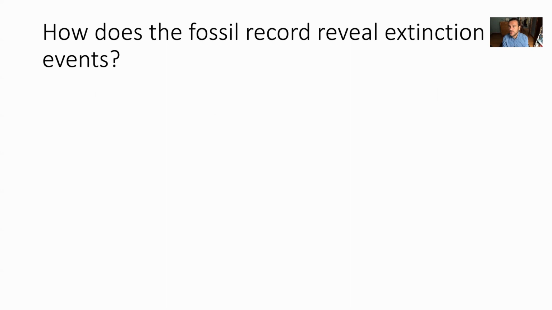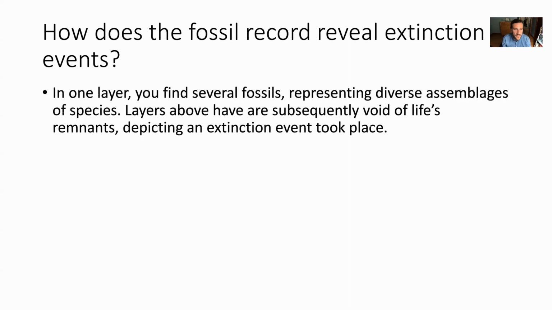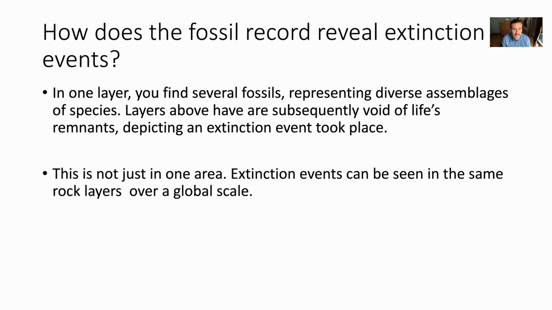So how does the fossil record reveal extinction events? Well, if you look through layers of rocks, you see organisms between these layers, and then you find an area that has no organisms for thousands and thousands of years. You know that an extinction event occurred right before that void of organisms, right?